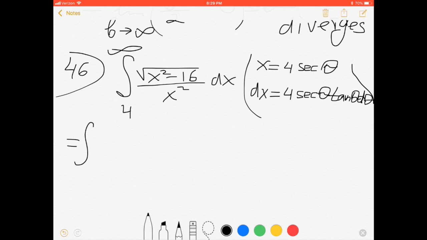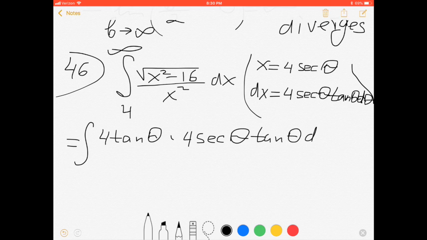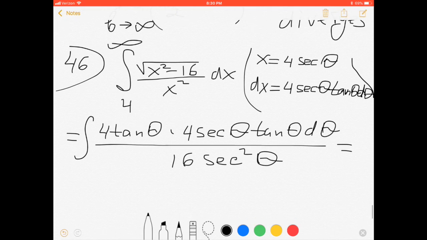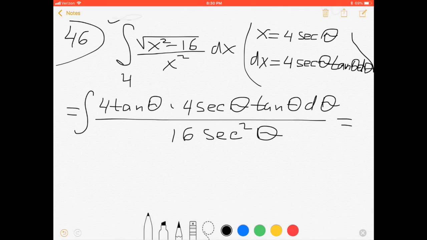Plugging in, we have the integral. Inside the root, 16 secant squared minus 16 gives us 4 tangent theta. dx gives us 4 secant theta tangent theta d theta, and the denominator will be 16 secant squared theta. But now we need a very important thing: the borders.